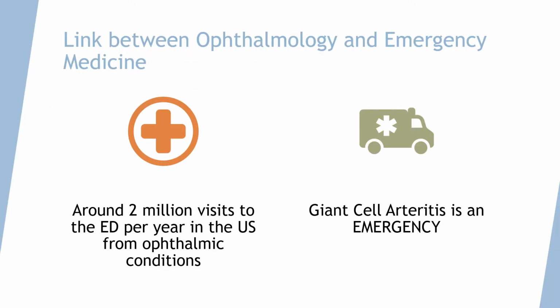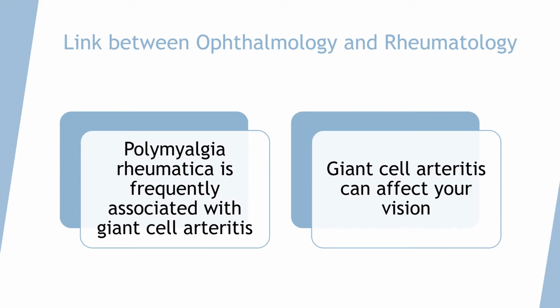The field of ophthalmology and emergency medicine is quite intimate. Around 2 million visits to the emergency department every year in the US are from ophthalmic conditions. And the topic we are going to cover today, giant cell arteritis, which is an arteritic AION, is an emergency. This is one of the reasons why people go to the ED. This unique and emergent ophthalmic condition, known as giant cell arteritis, is also associated with other medical fields as well.